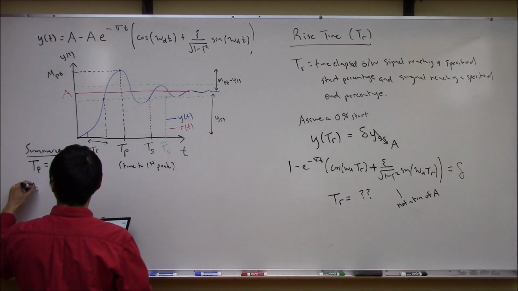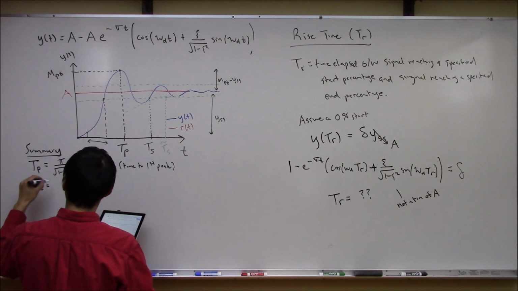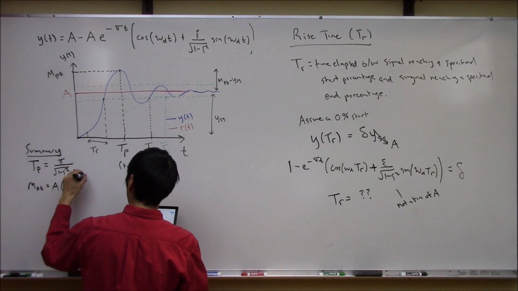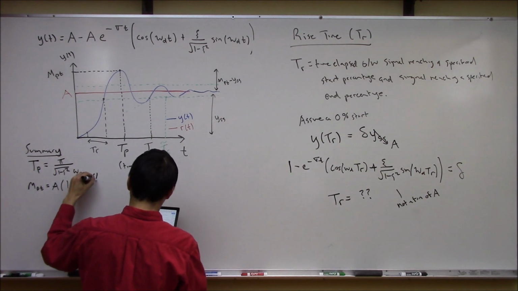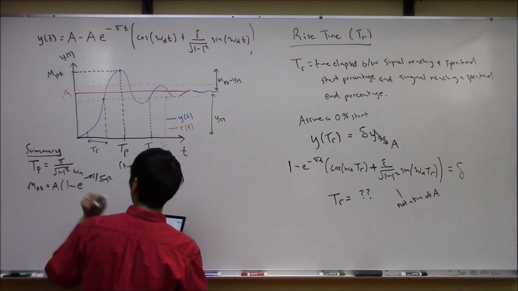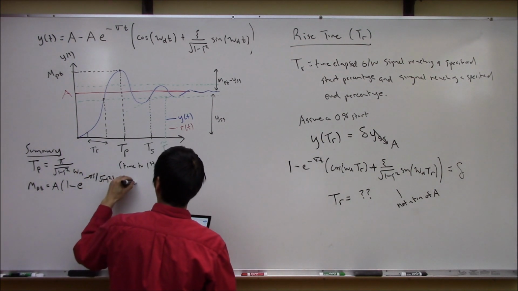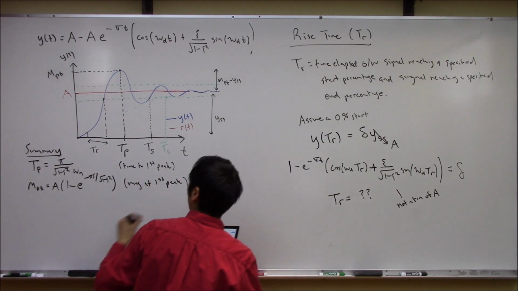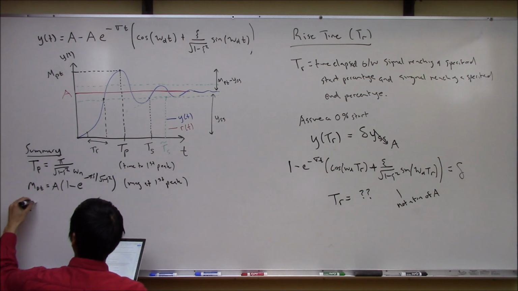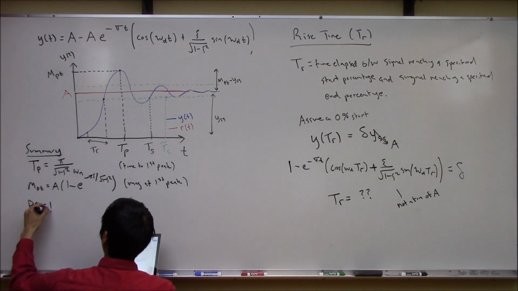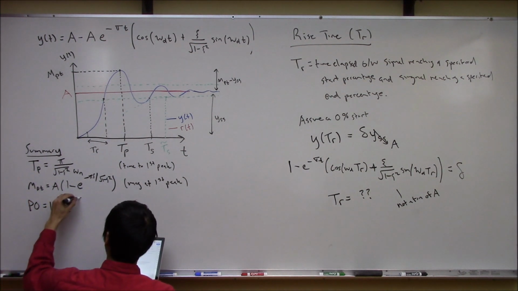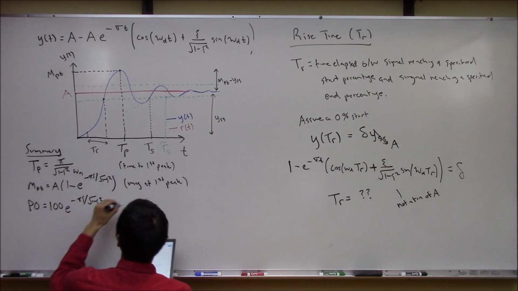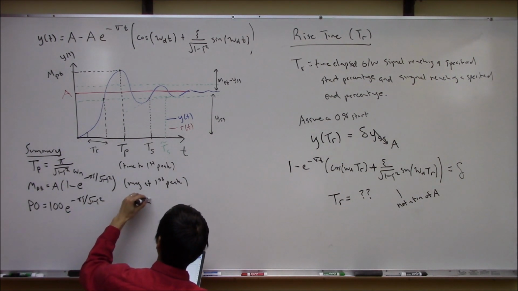Then we had the magnitude at the first peak, or MPT. That was a times 1 minus e to the negative pi zeta all over square root of 1 minus zeta squared. So here was magnitude at first peak, right? We then had the percent overshoot, given by 100 e to the minus pi zeta all over square root of 1 minus zeta squared. So here was percent overshoot.